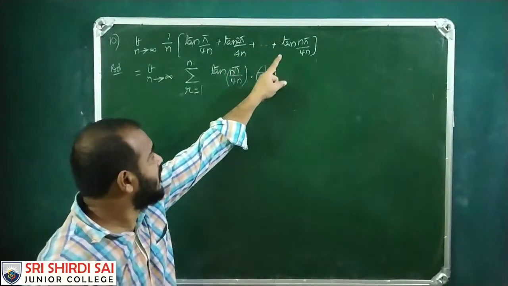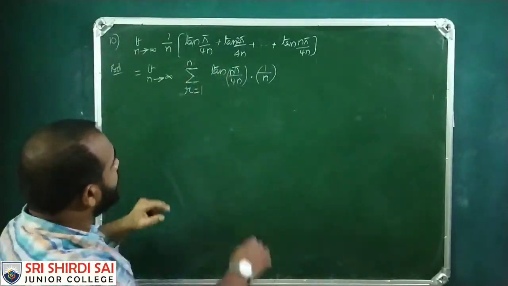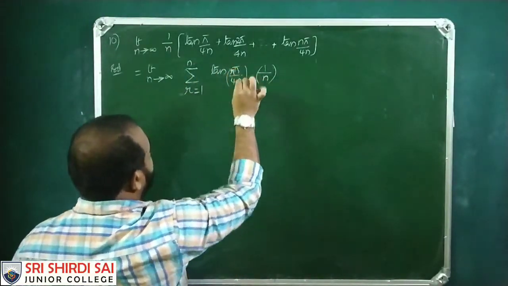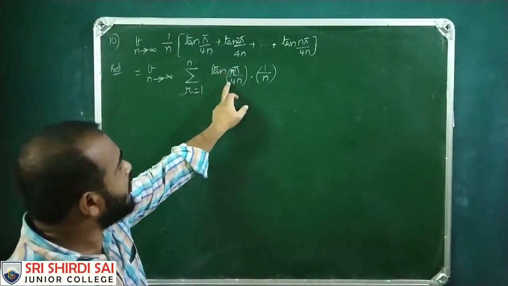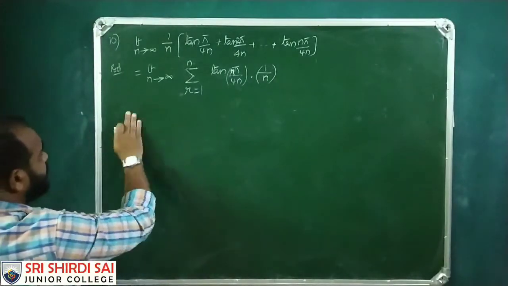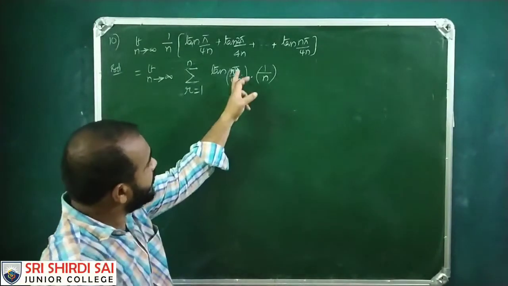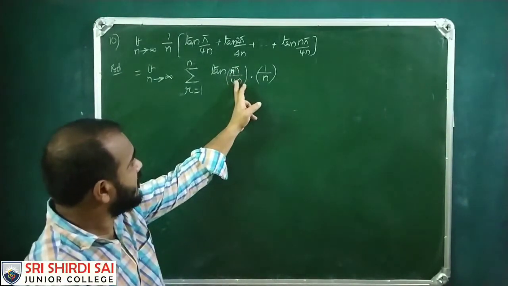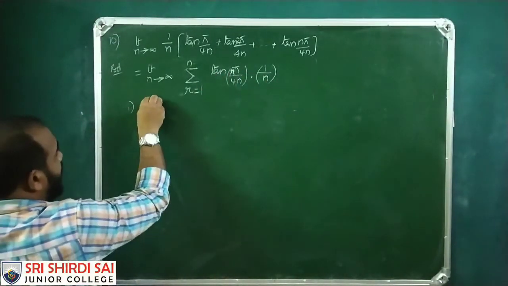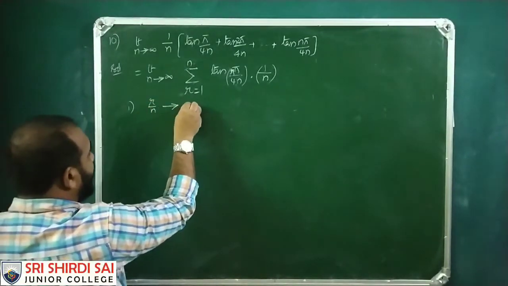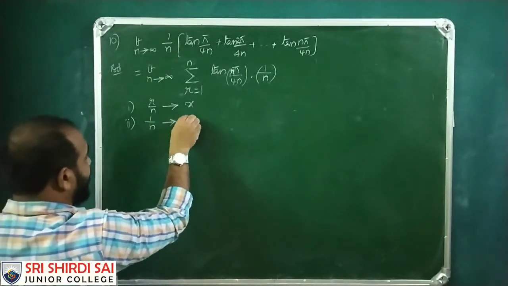etc. This time the last term r is to be replaced with n pi by 4n. So now we've been discussing right from the beginning that we need to look for r by n. So r by n we are getting here. So 1 by n is also we get. So the next thing is r by n is to be replaced with x. Second, 1 by n is to be replaced with dx.